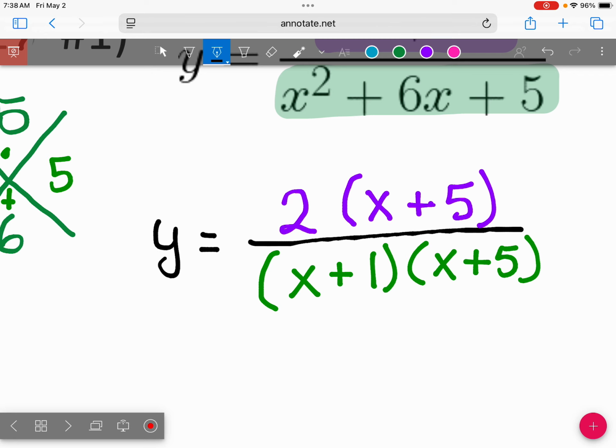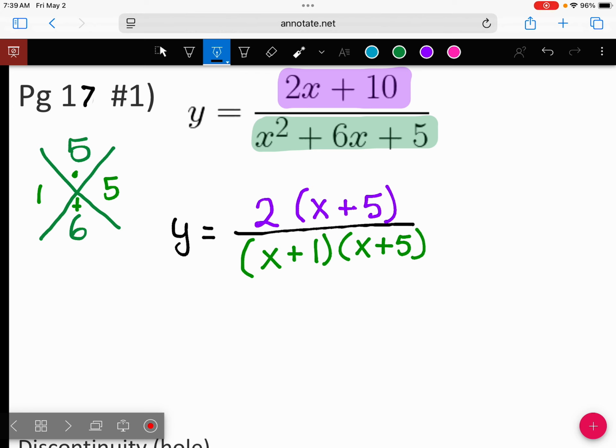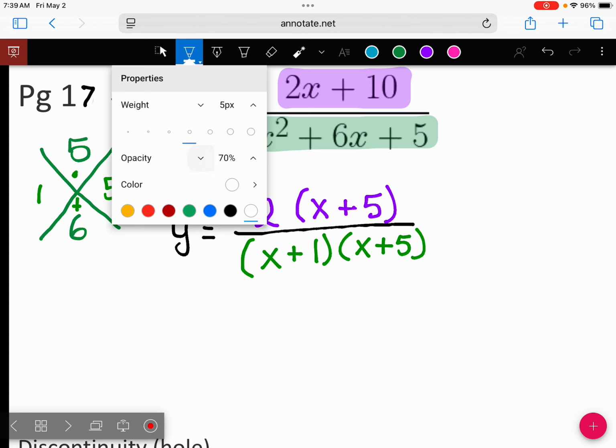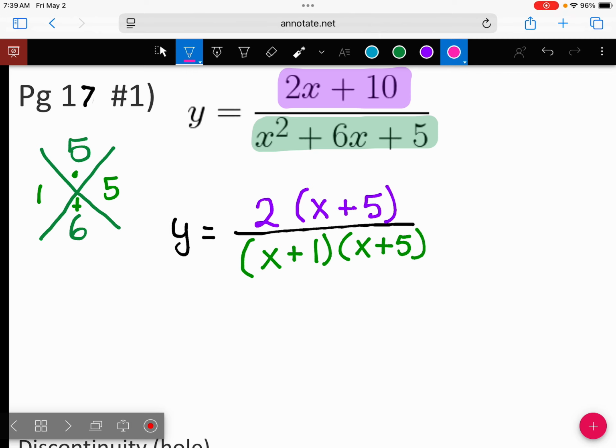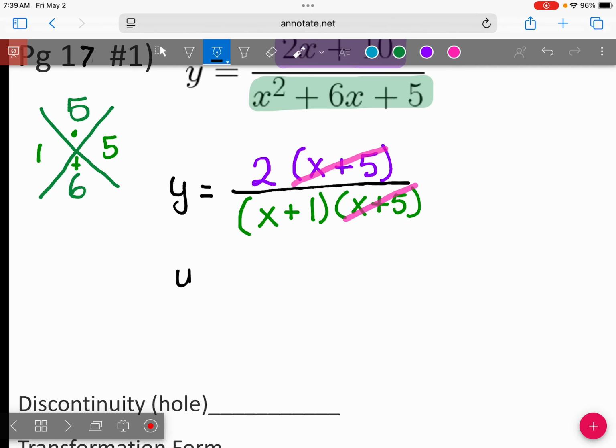So what do we notice here? Let's put this in factored form. The x plus 5 piece cancels out. This guy and that guy are exactly the same. So my remaining function, we've got 2 over x plus 1. That's what's left over.